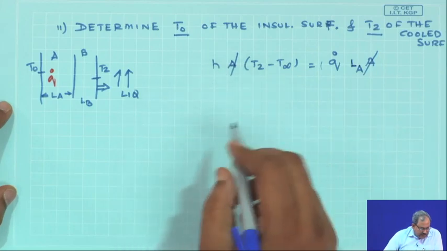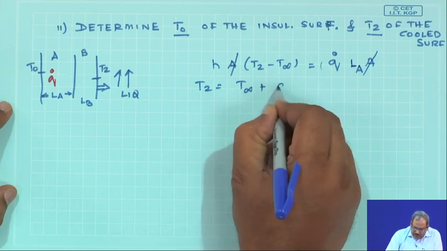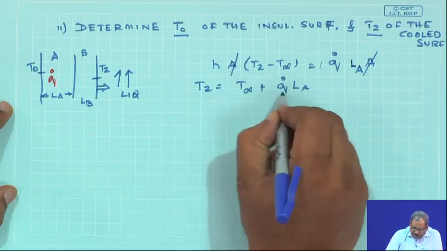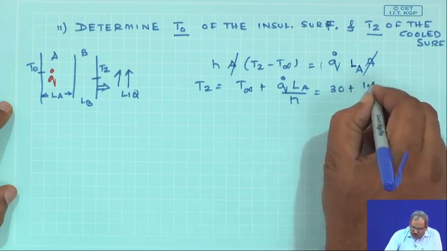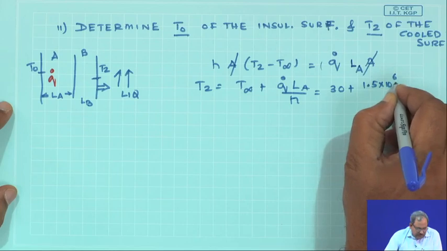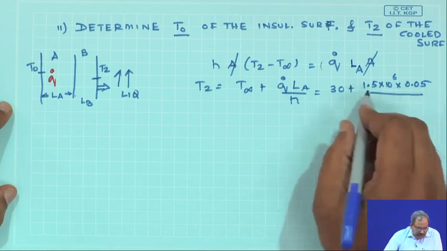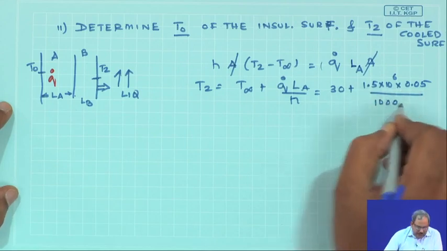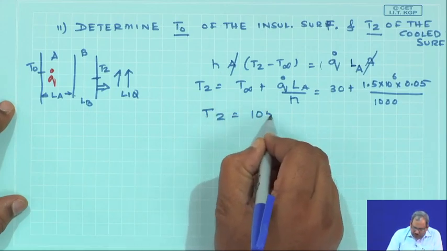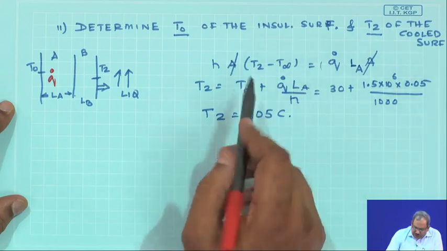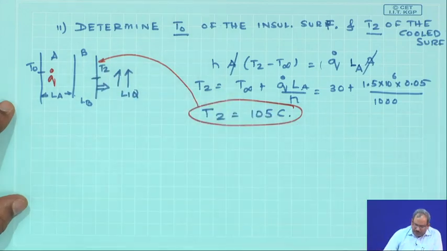So, A will cancel and what you would get is that T 2 is equal to T infinity plus Q dot L A by H, which when you put the values is 30 plus 1.5 into 10 to the power 6 into 0.05, because this is 50 millimeters, divided by H, which is 1000 watt per meter square Kelvin. So, your T 2 would turn out to be 105 degree centigrade. So, that is going to be the temperature at this point.